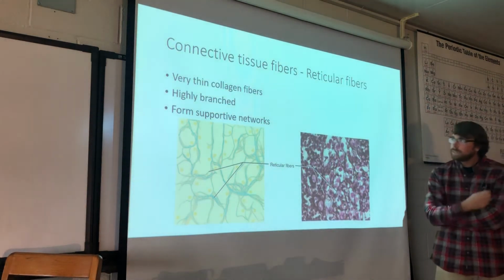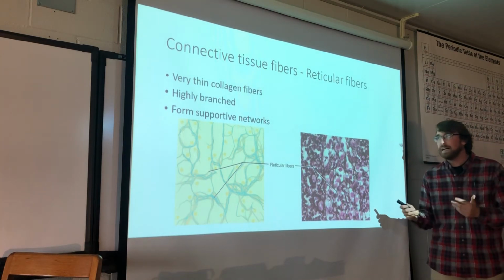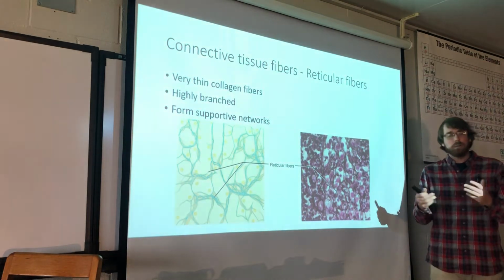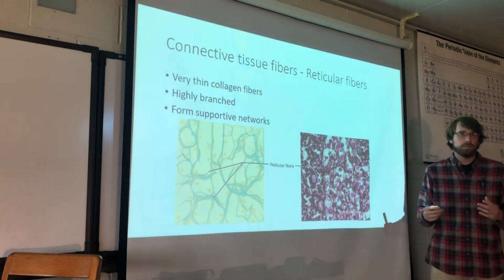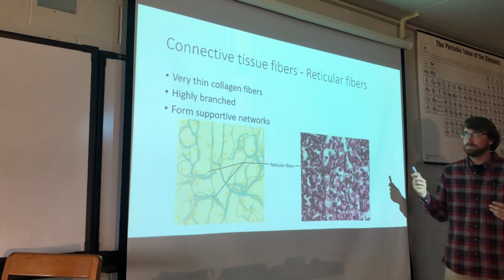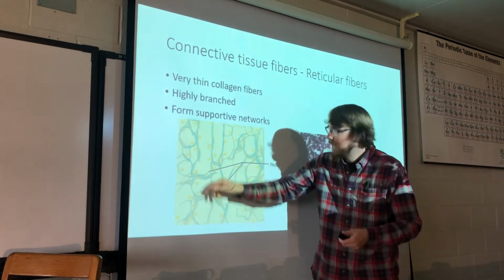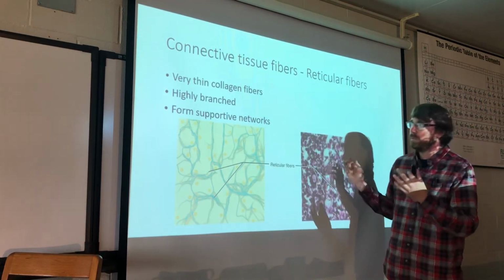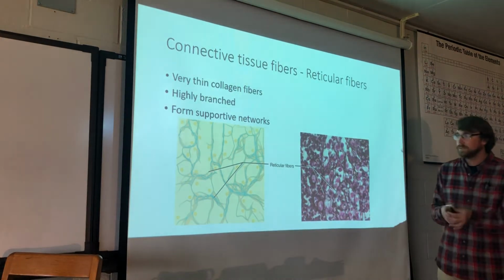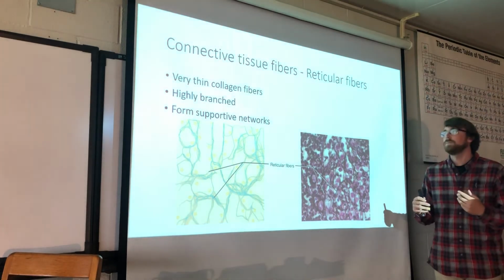So our next type of fiber are reticular fibers. These are thin collagen fibers, so they are still made of the protein collagen. However, their structure is quite a bit different from the collagen fibers. These reticular fibers are highly branched. They're going to form supportive networks to hold other cells. So we will find these in different organs supporting the cells.